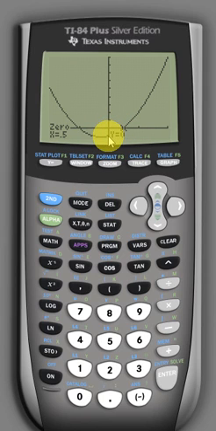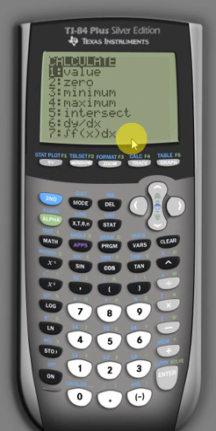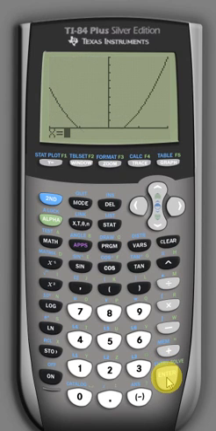If we want to find the y-intercept, that's pretty easy as well, because I know that in the y-intercept the x value is always 0. So what you do is you go to calculate and you choose value, and that means it finds a function value for a given x value. So I'll state that x should be 0, and then it tells me that y is -1. So the y-intercept is 0, -1.